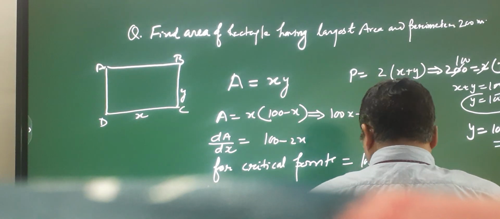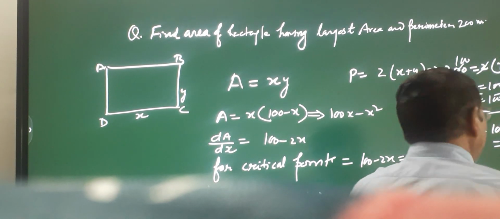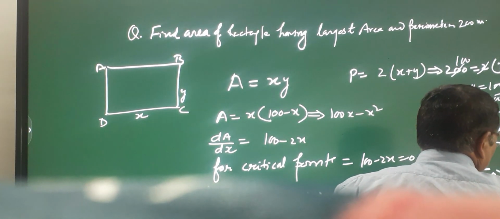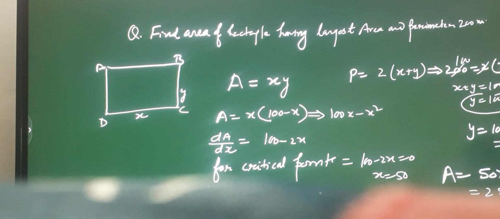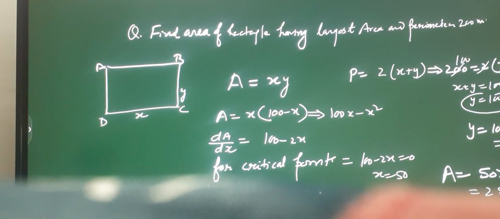So the maximum and x and y are calculated. The area equals 50 into 50, that is 2500 square meters. So this is the maximum area. What is the maximum area? 2500. So you copy it, and with a few more questions I will be with you again tomorrow.